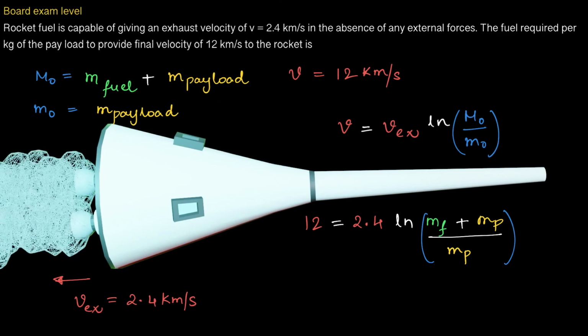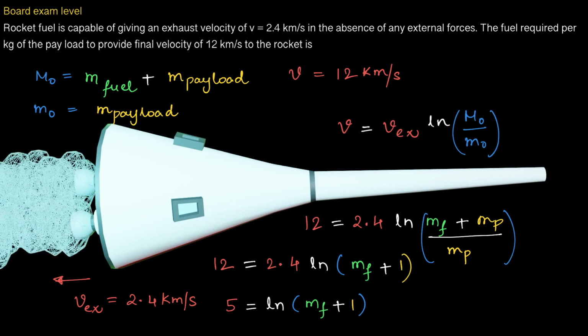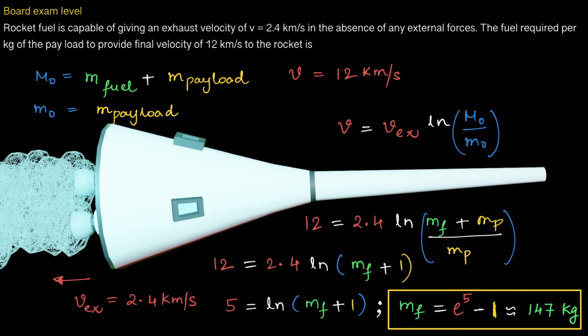Substituting these values in the rocket equation, we get 12 equals 2.4 times ln of mass of fuel plus mass of payload divided by mass of payload. Now he has mentioned per kg of payload, so I've just substituted this MP as 1 kg. So I get 12 equals 2.4 times ln of mass of fuel plus 1. Next we get 5 equals ln of m fuel plus 1. So finally we get mass of fuel as e power 5 minus 1, which is approximately equal to 147 kg. So per kg of the payload, the fuel required is 147 kgs.